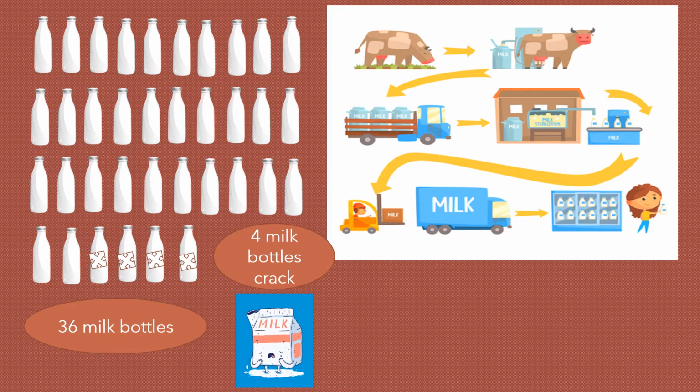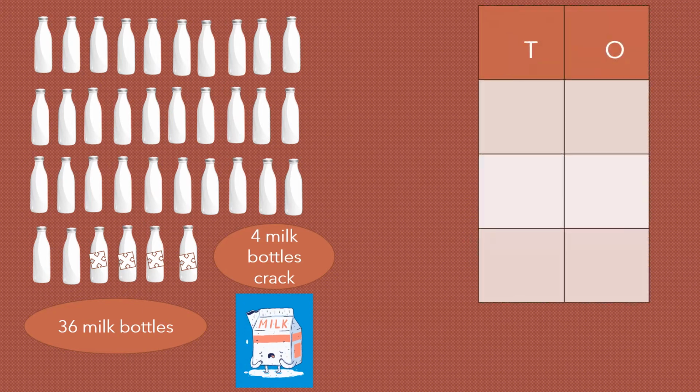So again, we can find the answer to this problem by subtracting the total number of bottles that were there and the number of bottles that have cracked. We are going to minus the two numbers. On your screen you can see that here's our table, and we are going to write the bigger number first, 36, then 4, and put the sign of subtraction, which is minus.